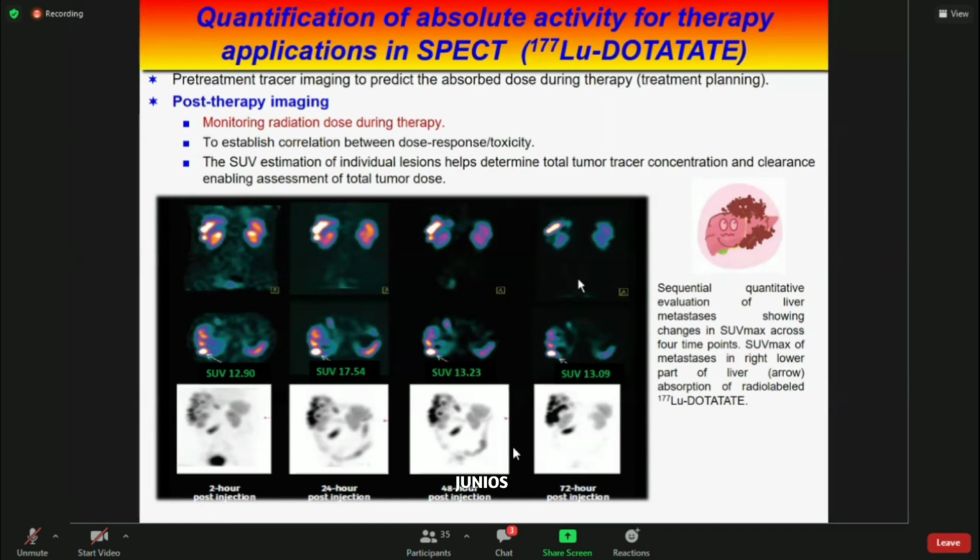This is the example where we administered Lu-177 DOTATATE to treat the tumor in the liver region, and then we determined the SUV at different time intervals, and we see that after 48 and 72 hours the SUV becomes stable. It shows that the Lu-DOTATATE remains in the tumor and delivers the dose there.